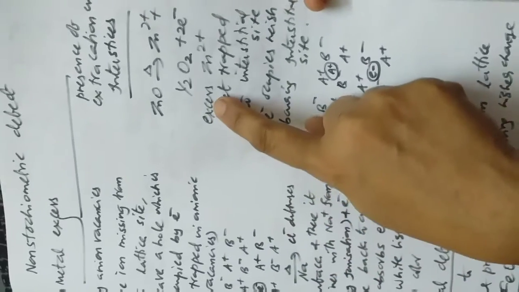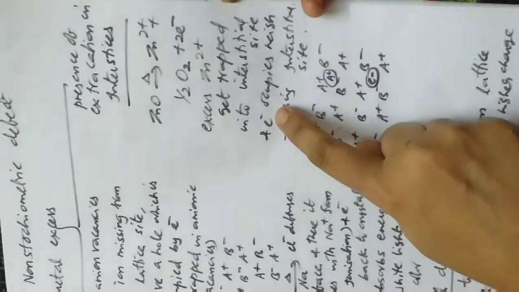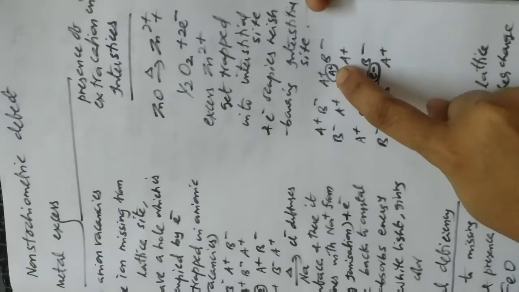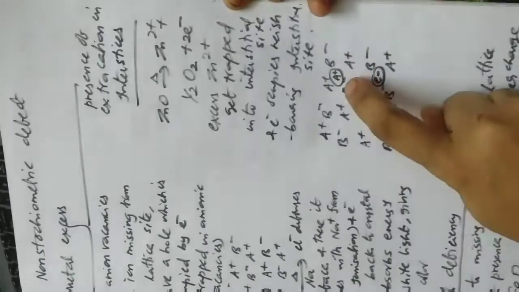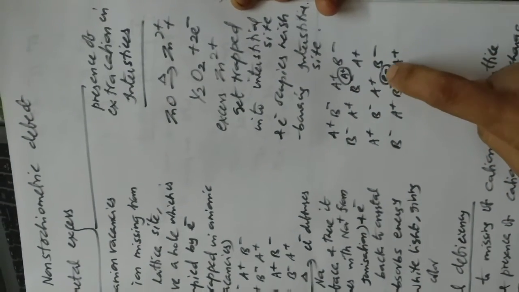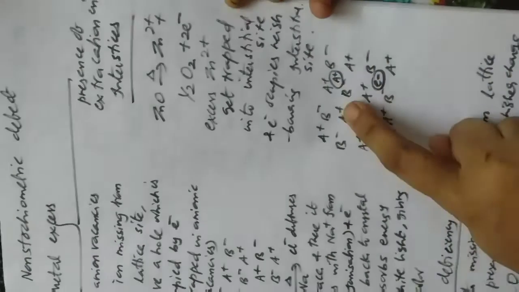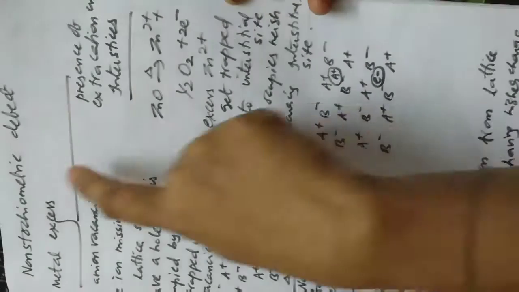The reason is that the excess Zn2 plus gets trapped in the interstitial site and an electron occupies the neighboring interstitial site. I have shown here, suppose A plus, or you can write Zn2 plus O2 minus like that. In this crystal, this A plus, that is the cation, is occupying the interstitial site and the electron is also occupying an interstitial site simultaneously. As a whole, electrical neutrality is maintained, but the number of Zn2 plus is more than that of O2 minus. That's why it comes under which category? Metal excess.